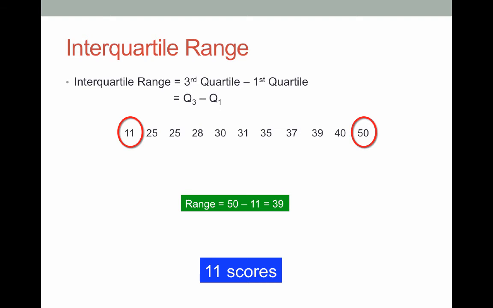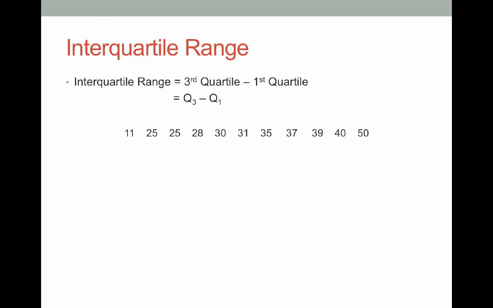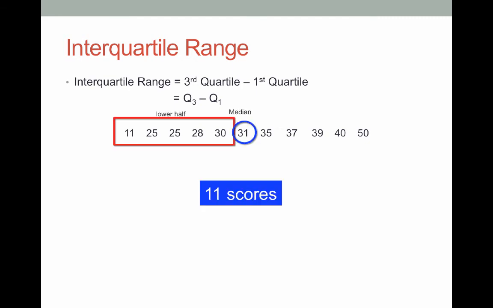Now to find it with a set of 11 scores, I'm actually going to have one score too many. In this case, what we do is we take the median and we just look at the numbers on the left of the median, which will be our lower half of our numbers, and the median of the numbers on our right, which will be our upper half of our numbers. I know using the word half doesn't really work here because we have 11 numbers, but this is the way we find the interquartile range.